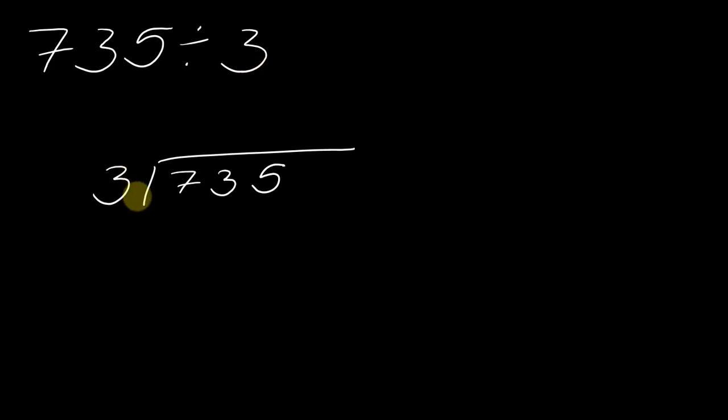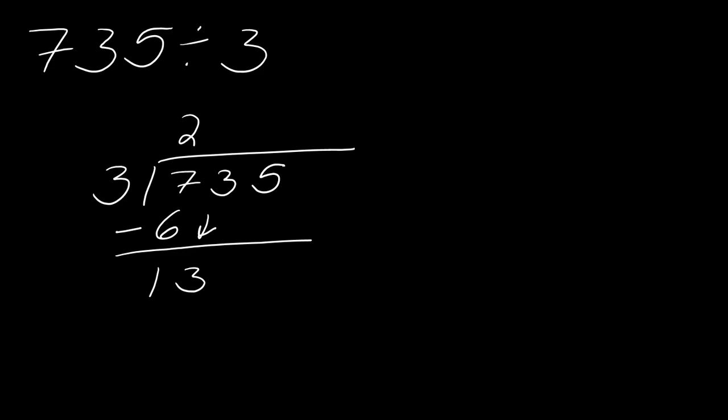And so then what do you do for this? You ask yourself, what do you multiply 3 by to get as close to 7 as possible without going over? And the answer to that would be 2, right? So then I would take 2 times 3, which is 6. And what do I do with that? I subtract off the 6. And so 7 minus 6 is 1, and then I can bring down the 3.